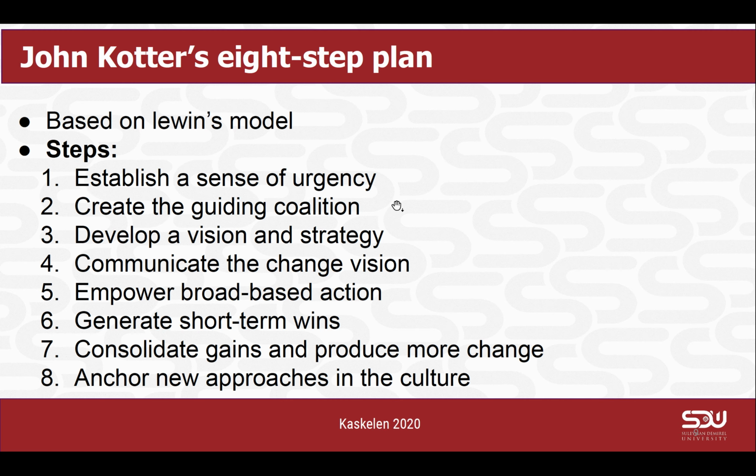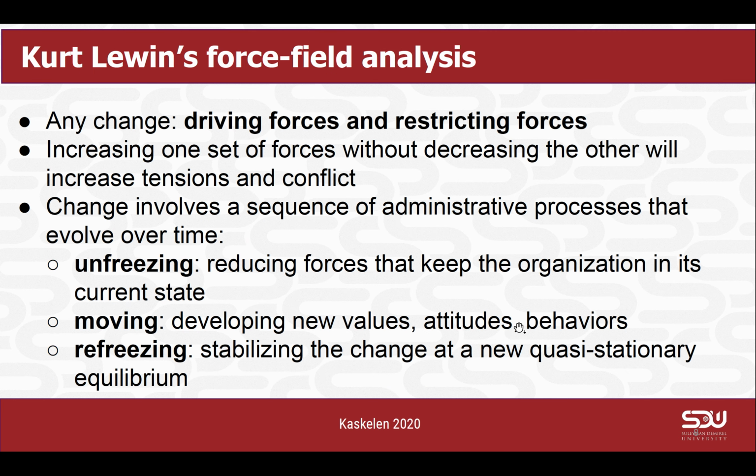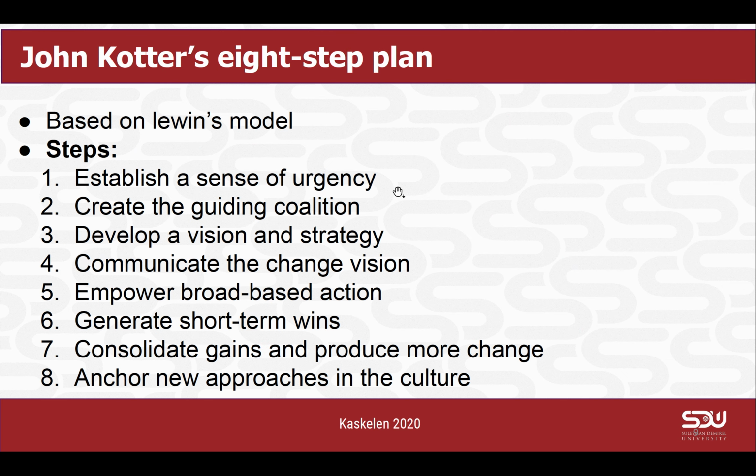The second, create the guiding coalition. The third, develop a vision and strategy. The fourth step is to communicate the change vision. The fifth step is to empower broad based action. And the sixth step is to generate short term wins. In the seventh step, you want to consolidate gains and produce more change. And finally, you want to end up with anchoring new approaches in the culture. You can see really that this is pretty much Lewin's force field analysis processes, just more detailed and more like instructions, worded in the form of instructions.